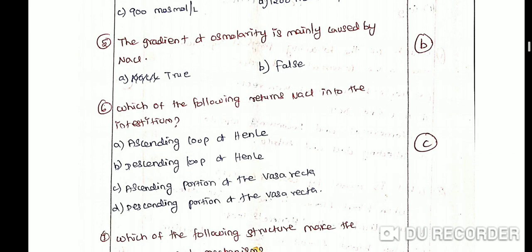Next question: the gradient of osmolarity is mainly caused by NaCl, sodium chloride. Option A, true. Option B, false. The correct answer is option B, false. Explanation: the osmotic gradient is mainly caused by NaCl and urea. NaCl is transported by the ascending limb of Henle's loop, which is exchanged with the descending limb of the vasa recta.